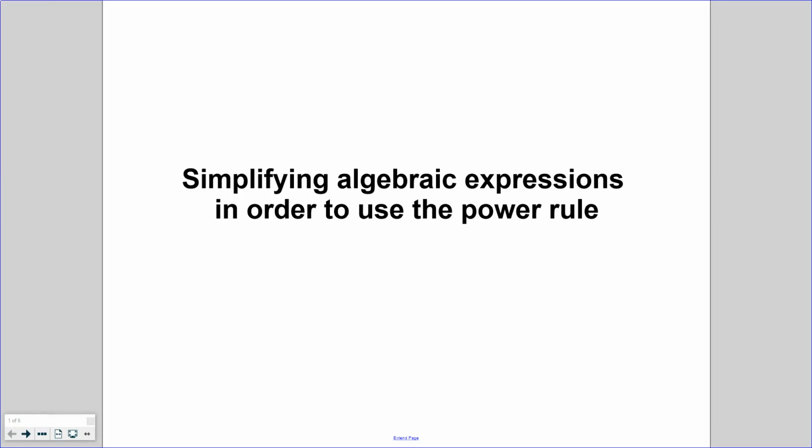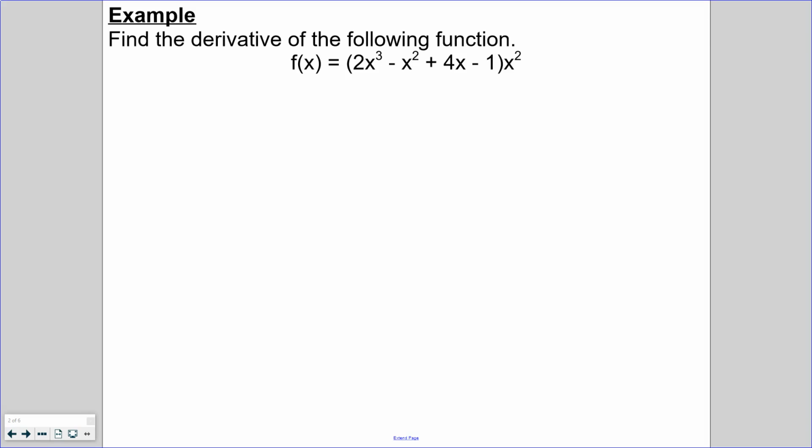Simplifying algebraic expressions in order to use the power rule. Alright, so here we want to find the derivative of the following function, and our function is f of x is equal to 2x cubed minus x squared plus 4x minus 1 times x squared.